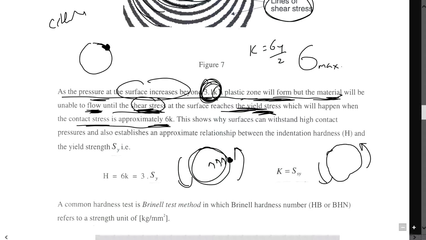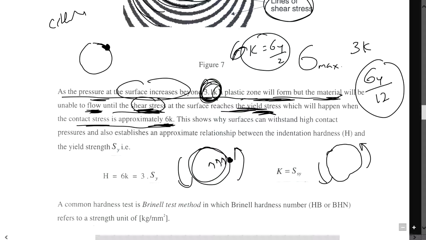Alright, in order to do this, you will need about 6K. So 6K, K is equal to this one. So 6K will be yield stress divided by 12. Alright, so this means that it will require higher stress, higher yield stress, lower yield stress, is it? Never mind, I'll let you think about it.